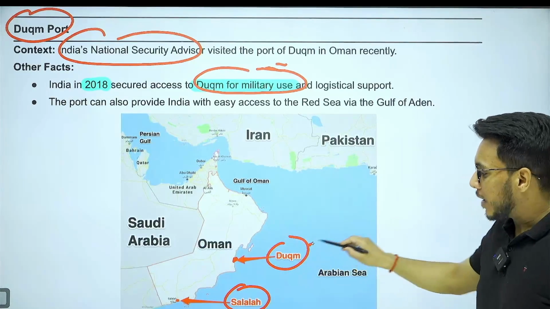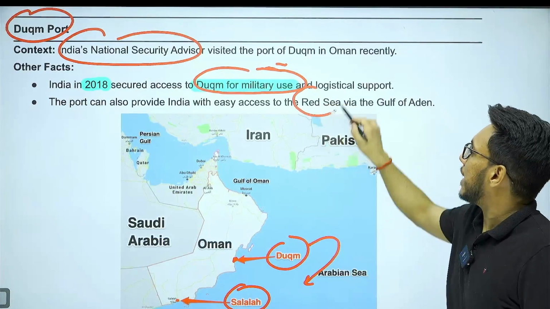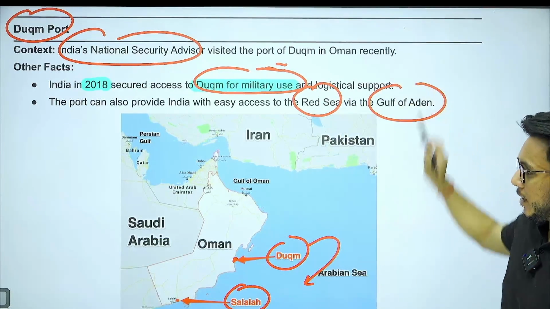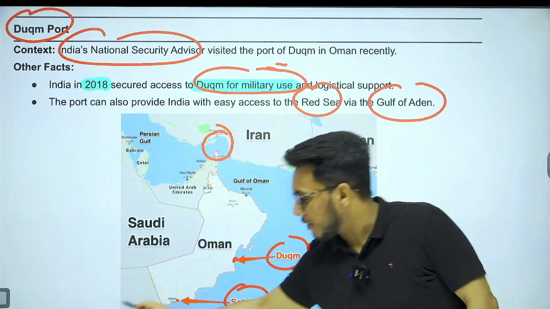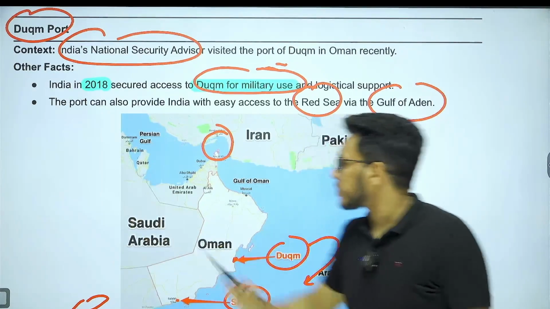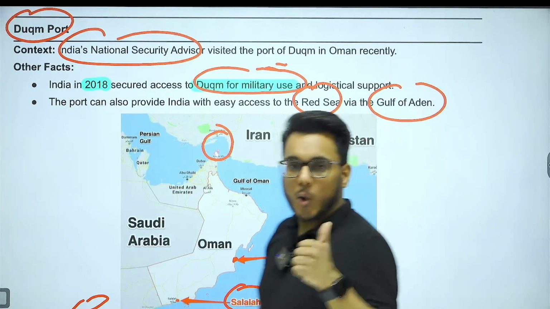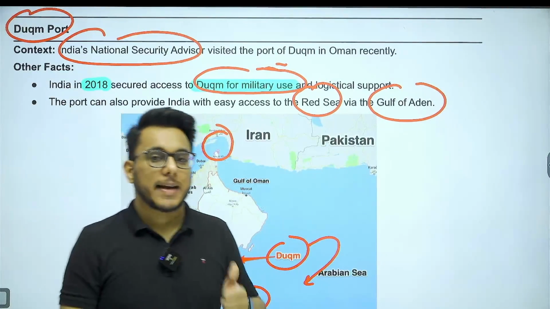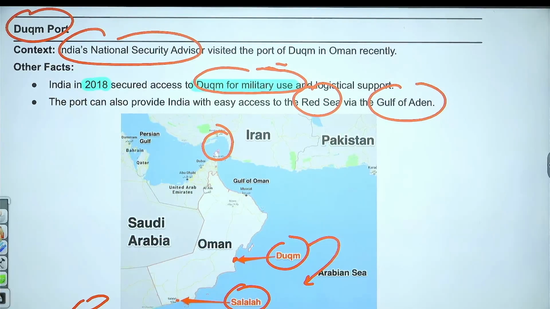Now, Duqm Port can be used as a gateway to the Red Sea and the Gulf of Aden. So already, guys, you have seen that here we have the Strait of Hormuz. Then further if you go towards this side, we have Bab el Mandeb and the Gulf of Aden. So Duqm Port, which country? Oman. India had got the rights in 2018 to use this Duqm Port for military purposes.